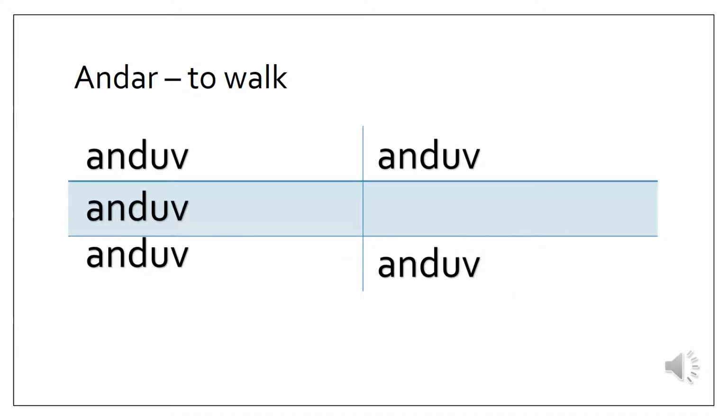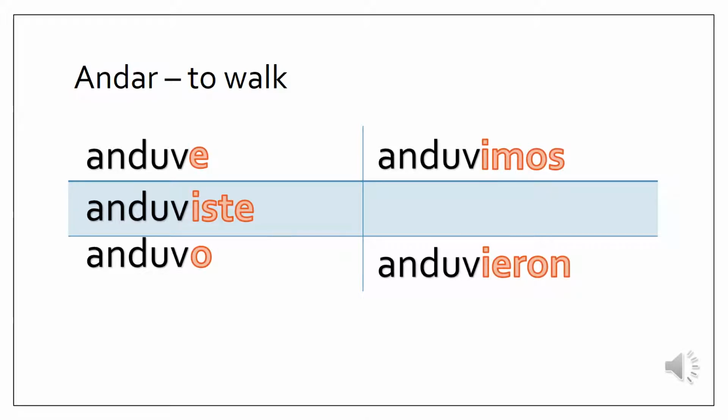Okay, let's take a look at another U group example, andar, which means to walk. You can use caminar as well, which is a regular verb, but it's good to know that there is a synonym and that that synonym is one of our U group verbs. So to start out to conjugate, just like we did with estar, we're going to put the root, which is what comes before the AR, which is anduv. And once we have that, we're going to pick our endings from our chart and we're going to add those to the end of the root. So we get anduve, anduviste, anduvo, anduvimos, anduvieron.